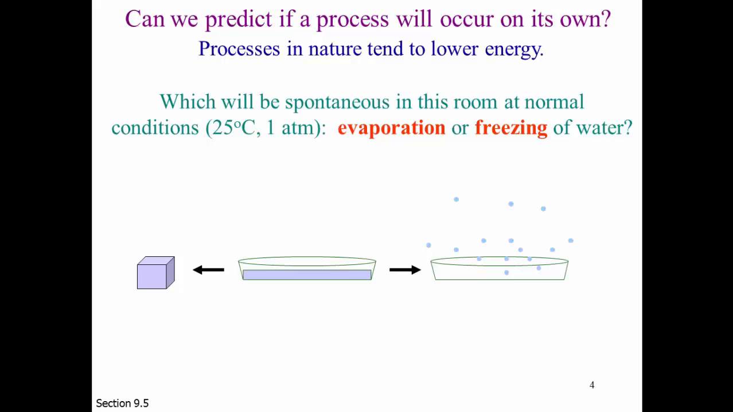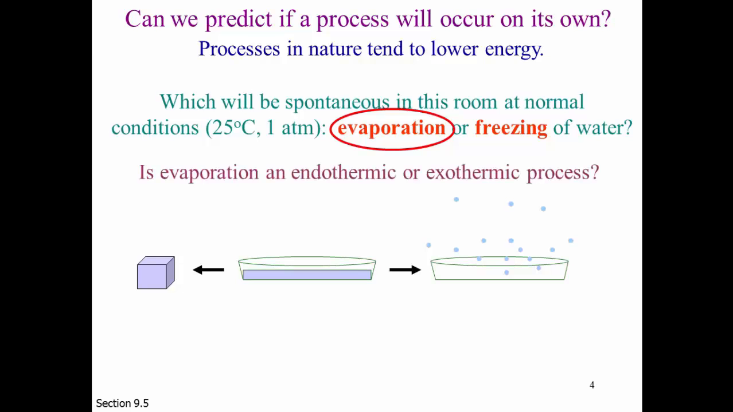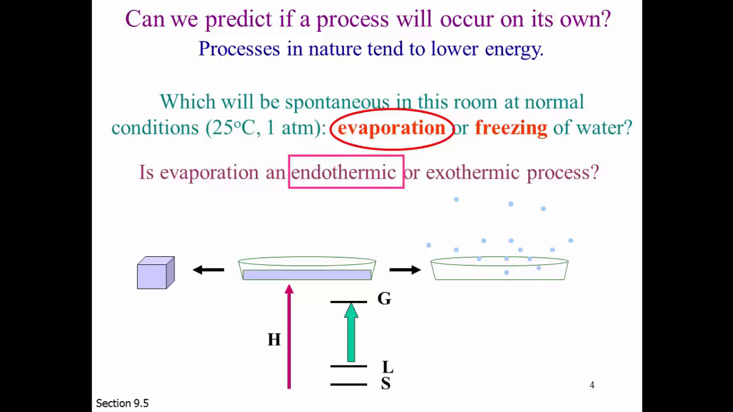Looking at this idea, what will be spontaneous in a room at 25 degrees Celsius and 1 atmosphere? If you have a dish of water, will the dish of water spontaneously evaporate or freeze? Well, you've been alive, so you know that a dish of water at room temperature will eventually evaporate. Is evaporation endothermic or exothermic? Well, let's look at the heat content. We are going from liquid to gas phase, so it is endothermic.